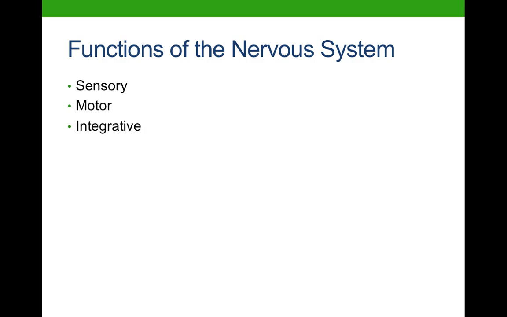The motor function is to respond to stimuli by initiating an action. Motor neurons will serve this function. For example, a contraction of your muscle in response to a reflex. And the integrative function is to analyze the sensory information, store some aspects, and make decisions regarding appropriate behaviors. You will have association neurons, or interneurons, to serve this function.